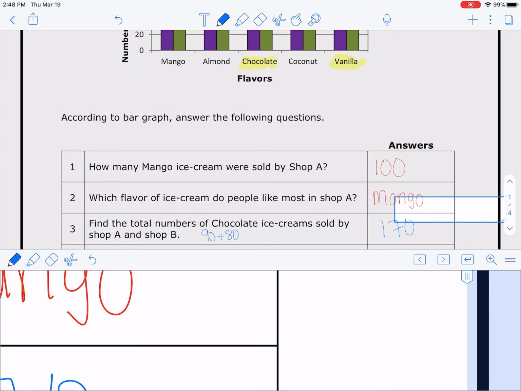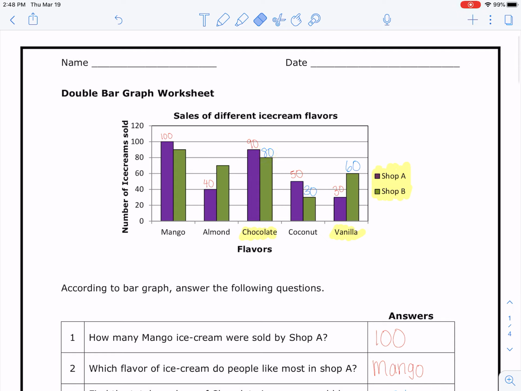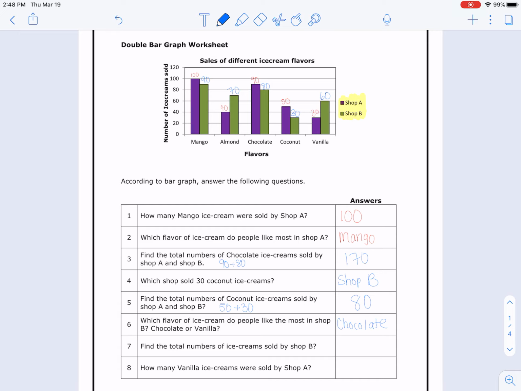Number 7, find the total numbers of ice cream sold by shop B. So now we have to look for all of the totals for shop B flavors. So let's start from mango. Mango had 90 people. Almonds had 70. And then the rest we already had. So based off of those blue numbers, we can just add them all up for shop B. So we know that it's going to be 90 plus 70 plus 80 plus 30 plus 60.